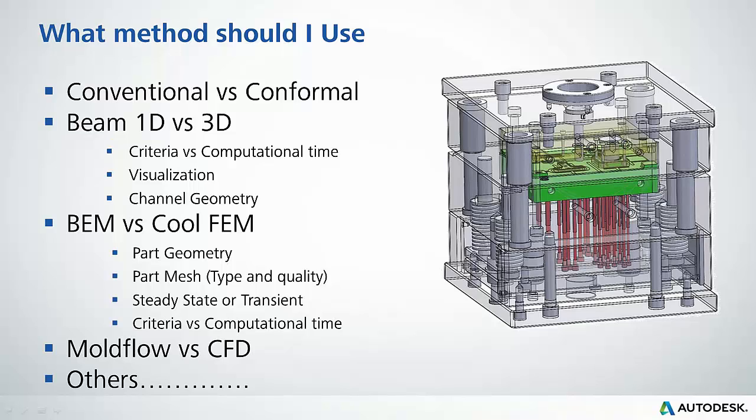And if you're going conformal versus conventional, there's a high likelihood you're going to need 3D, and that's really the separation between, do I use beams or 3D? What's the shape of your channel? Is it well represented with beams? It's a very efficient approach. You can use a combination, but really it's criteria versus computational time that is the decision there.